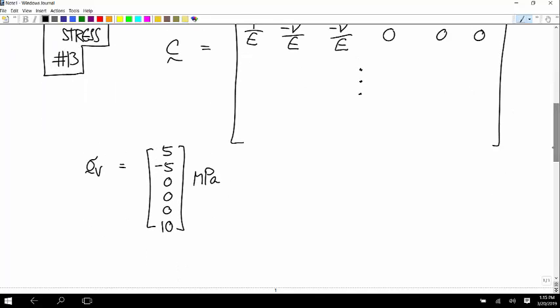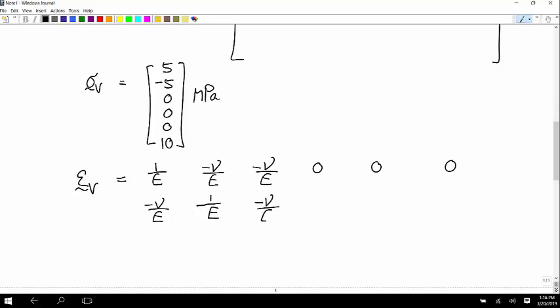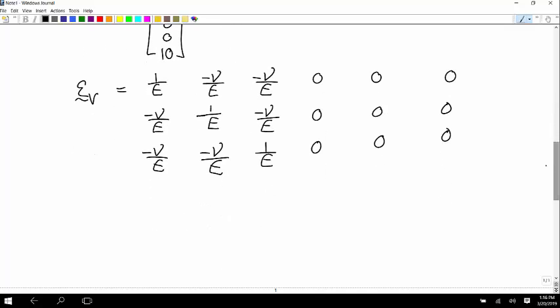So let's see what happens when we multiply this by the compliance matrix. I guess I'll fill out all these values. So 1 over E, negative nu over E, negative nu over E, 0, 0, 0. And negative nu over E, 1 over E, negative nu over E, 0, 0, 0. Negative nu over E, negative nu over E, 1 over E, 0, 0, 0. And 0, 0, 0, 2 times quantity 1 plus nu over E, 0, 0, and then that term keeps moving along.